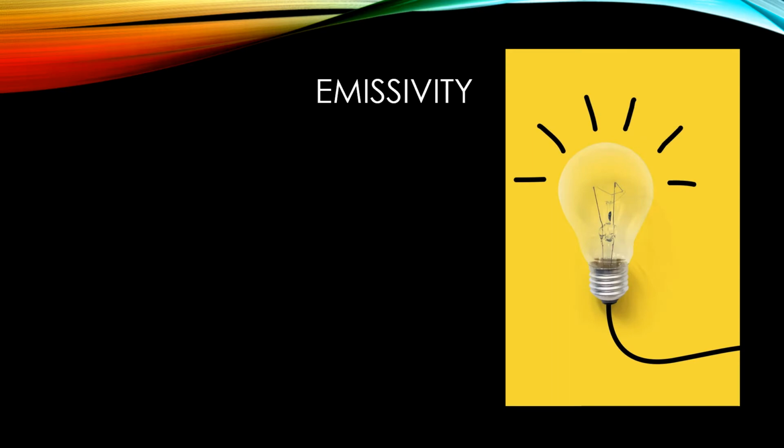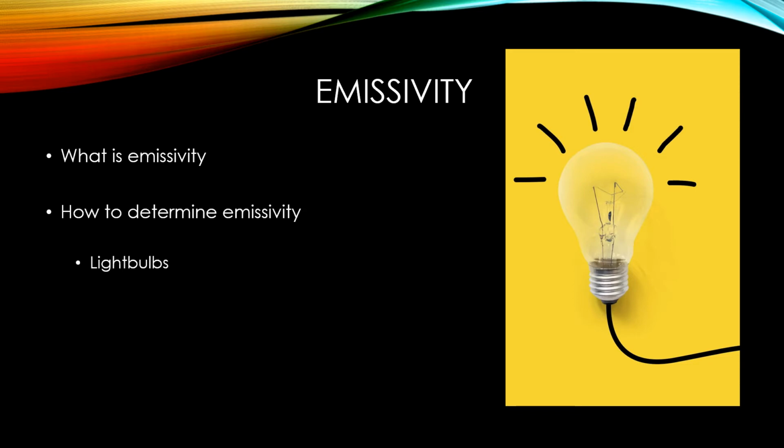Alright, so just a little recap on emissivity. So what is it? Emissivity is basically just a measure of the efficiency in which a surface emits thermal energy. And so for this experiment, the process that I'm going to be using is going to determine emissivity by using light bulbs, a heat flux sensor, a thermocouple sensor, and a surface of interest. And for this experiment, that surface is going to be a lampshade.